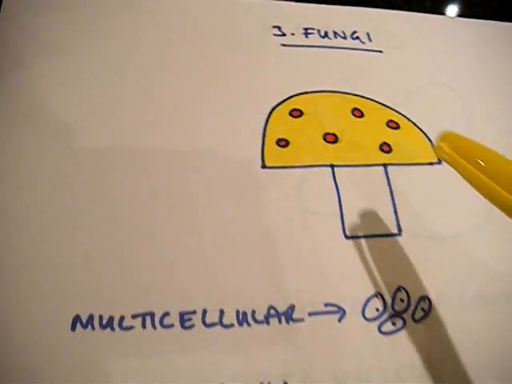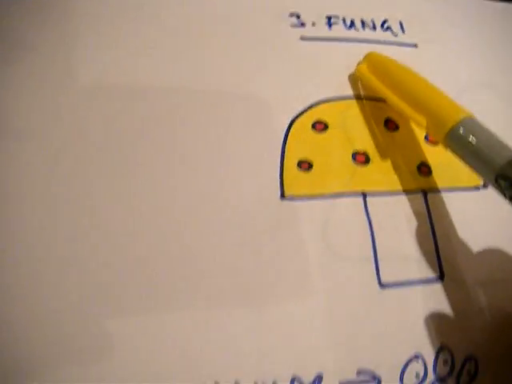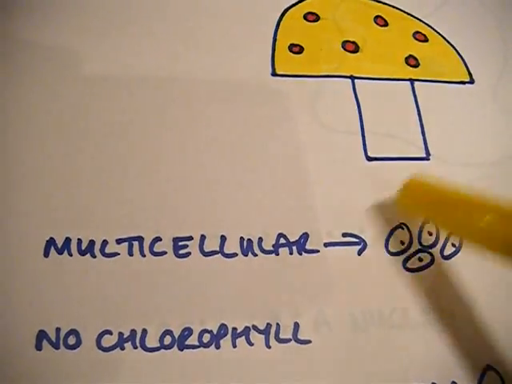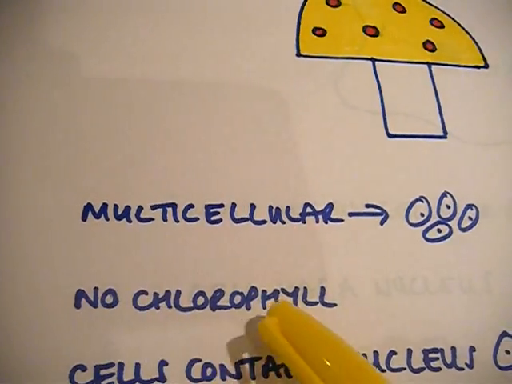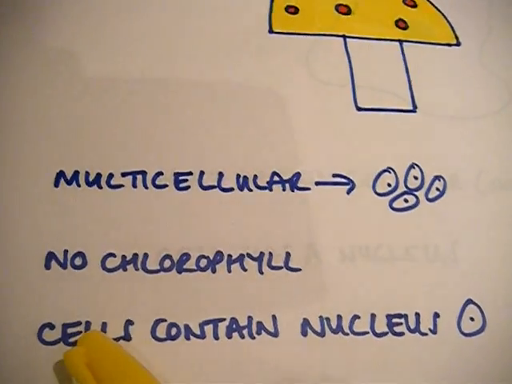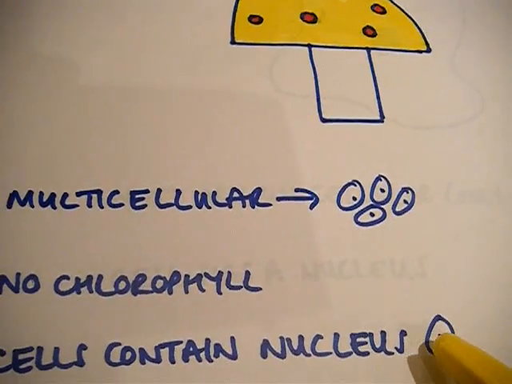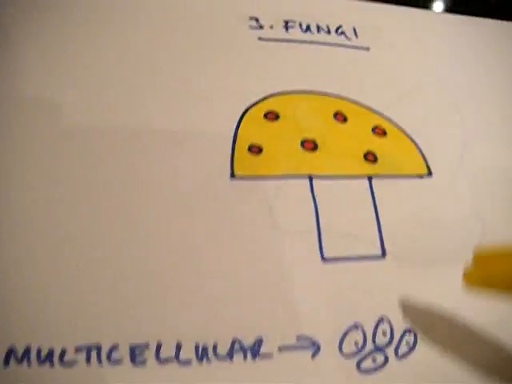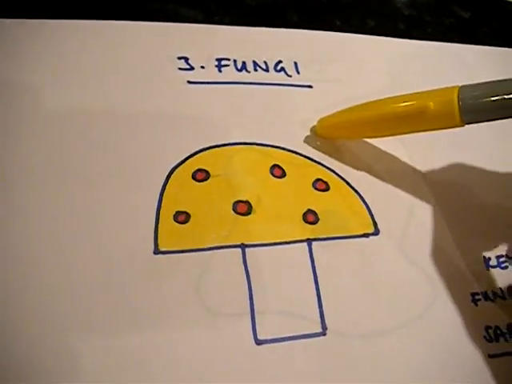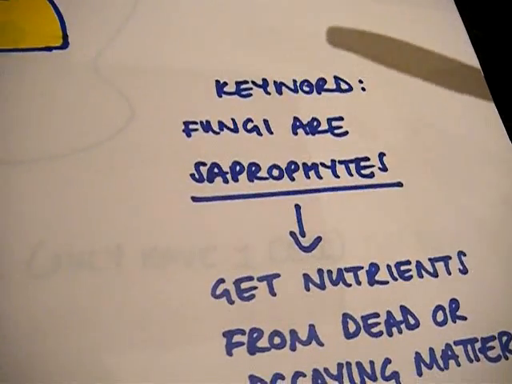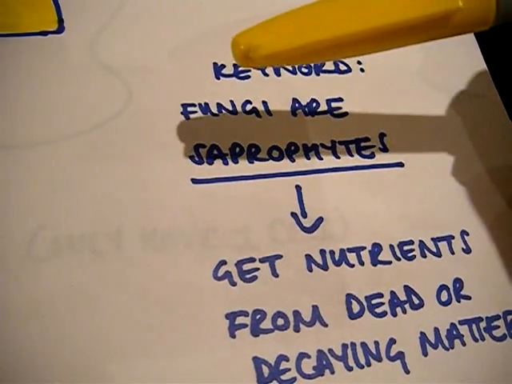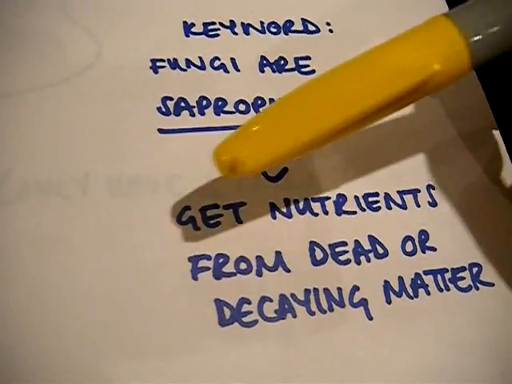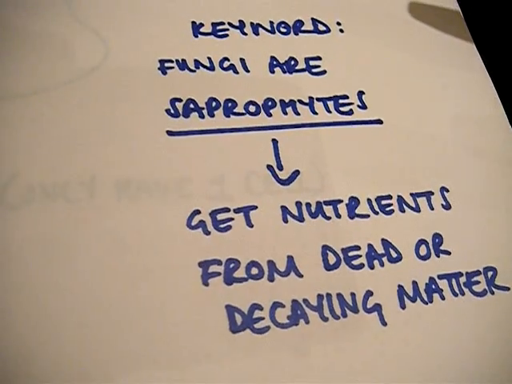Something is classed as a fungi if it is multicellular, again, composed of lots of different cells. Their cells contain no chlorophyll. They contain a nucleus like the animal cells and the plant cells. They contain a nucleus, but what makes the fungi different is how they feed. So this is a key word. Fungi are saprophytes. Saprophytes. And what a saprophyte is, it's something that gets its nutrients from dead or decaying matter.